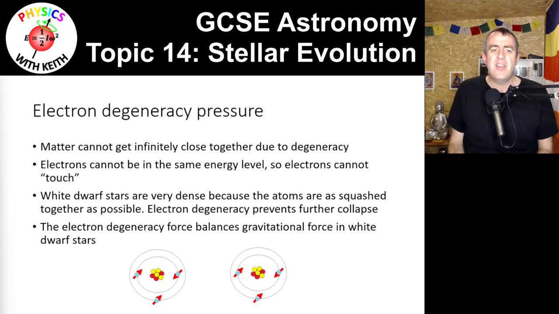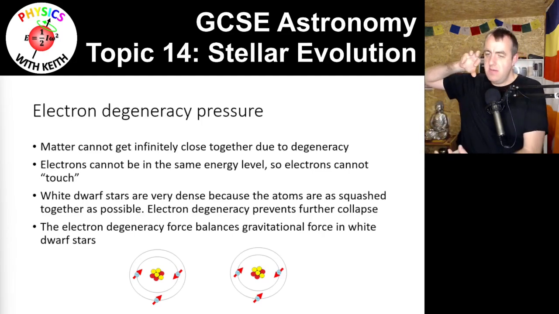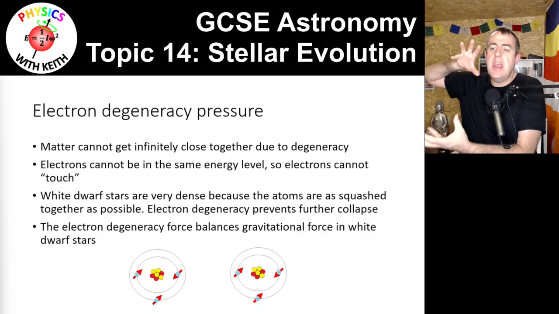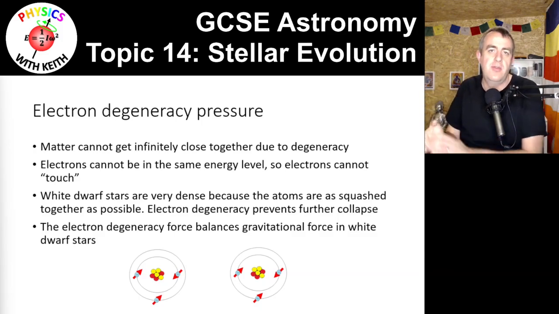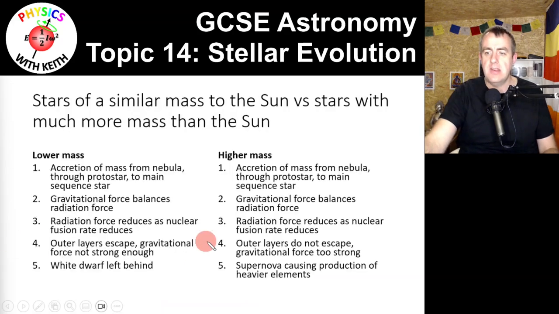Well, that's what gives us an idea of the size that white dwarfs can collapse down to: this electron degeneracy. This force that prevents the unchecked gravitational compression of white dwarf stars. It's what prevents them from getting too small.